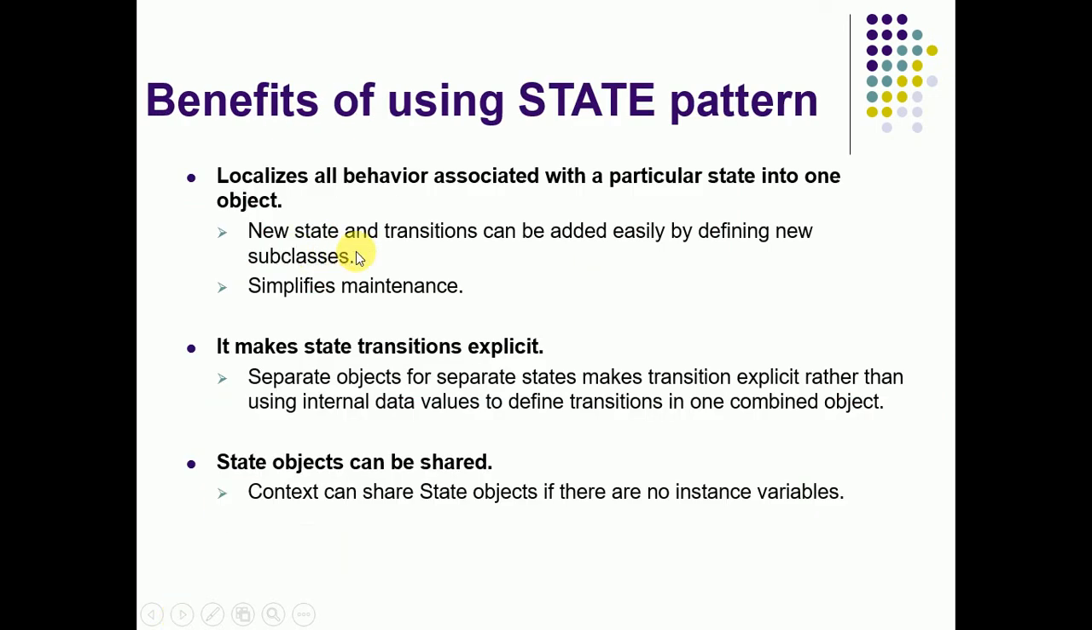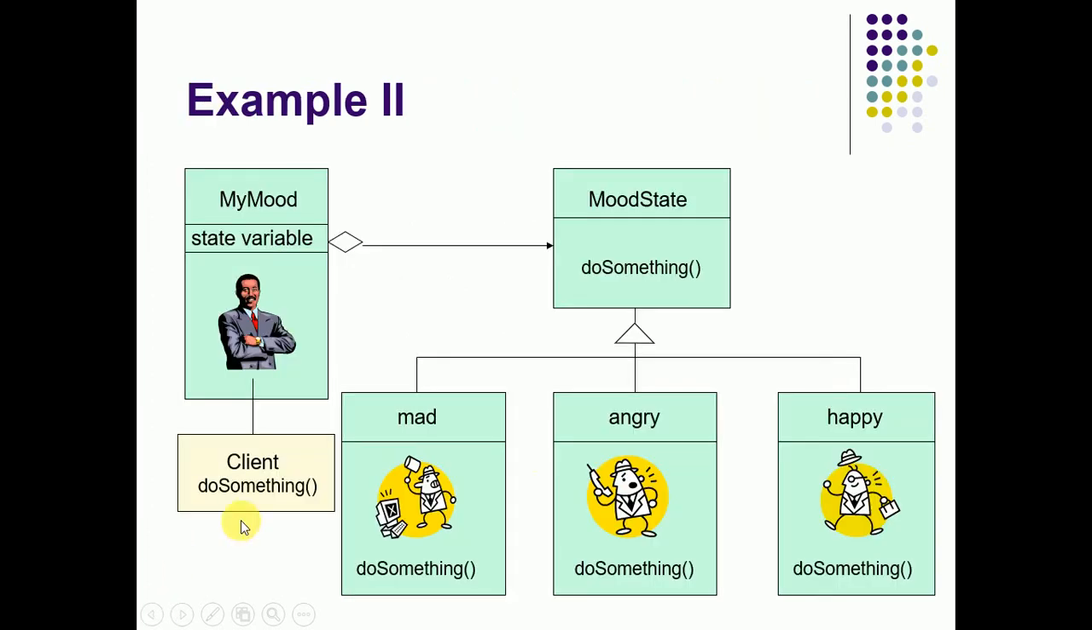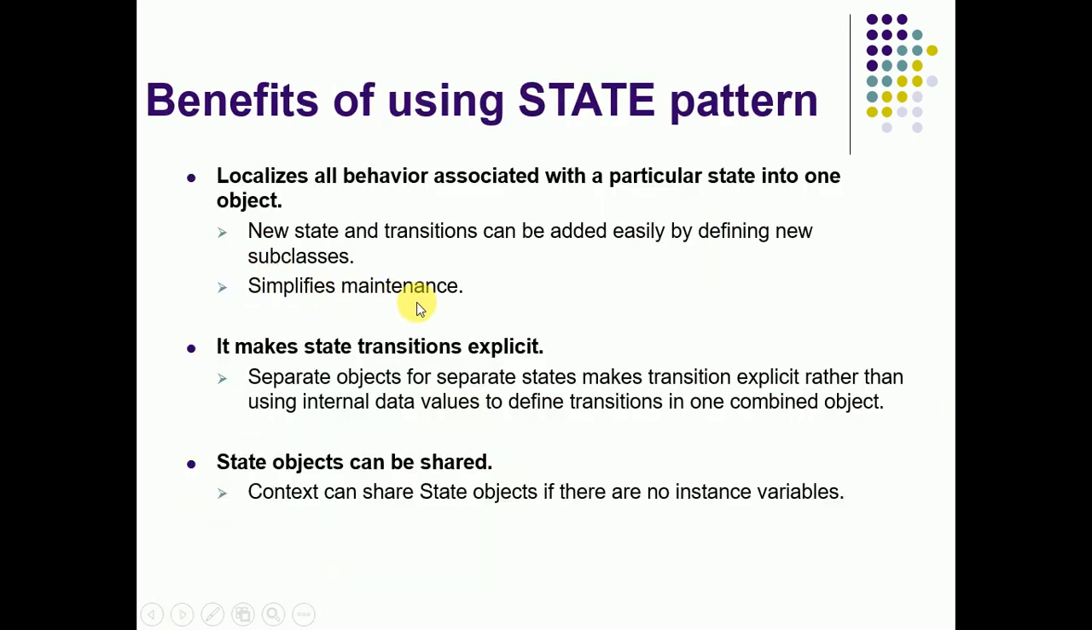We also discussed that a new state and transition can be added easily by defining a new subclass. If we want to add some new moods, we just have to add other derived classes that have associated values that trigger on invoking the client method. So it simplifies the maintenance. If we want to add any behavior, any mood, we do not need to change the entire code. It also makes state transition explicit. I mean, the transition of the behavior is decided at runtime.